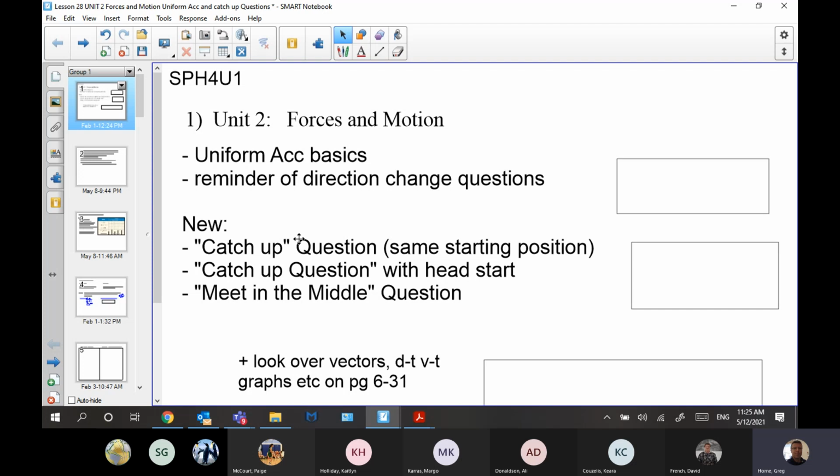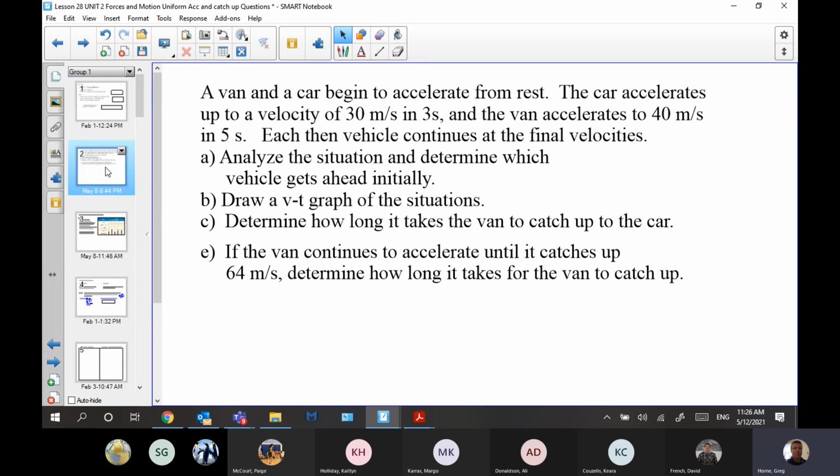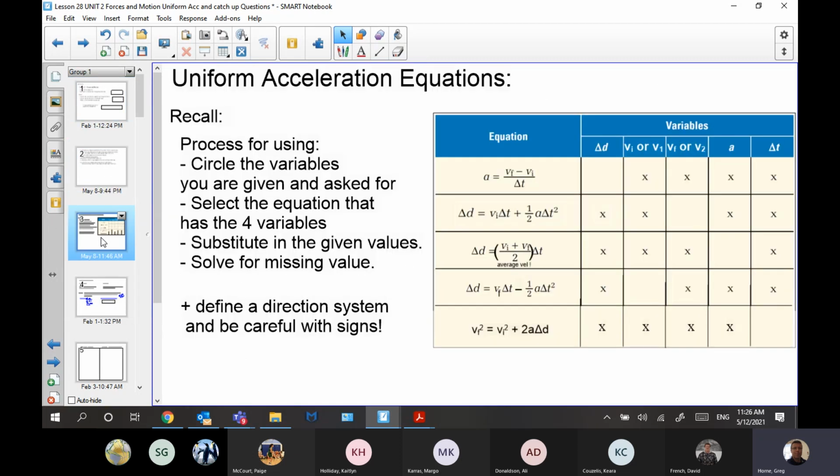And then we'll look at the new types tomorrow, catch-up questions and meet-in-the-middle questions, where the first time you see it, it's going to involve more problem solving, of course. And then each time you do another question, you get more practice and it becomes simpler. But the uniform acceleration basics for sure to start out with. That's the homework question to do with a catch-up question, so you're not doing that one yet.